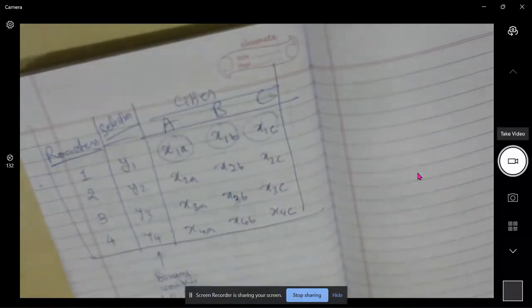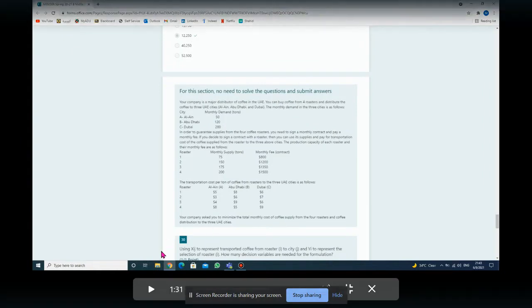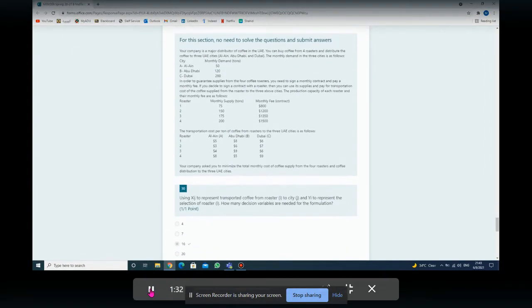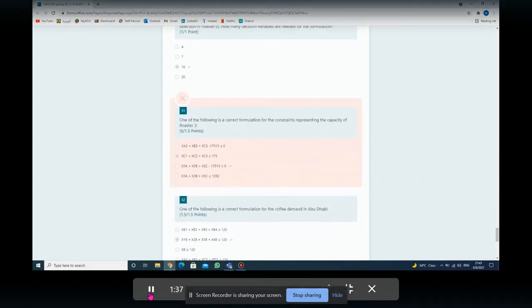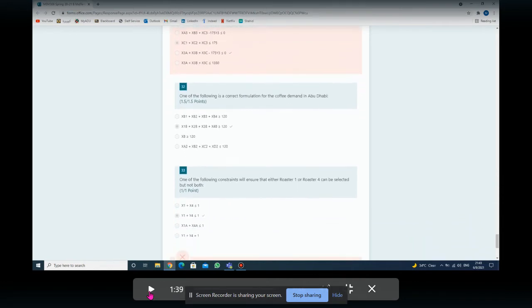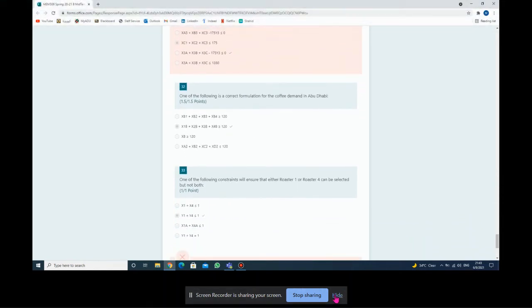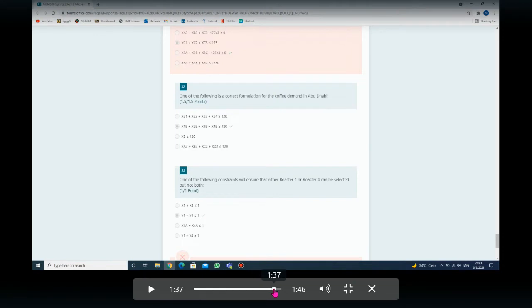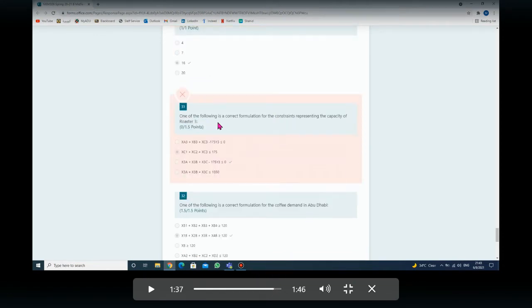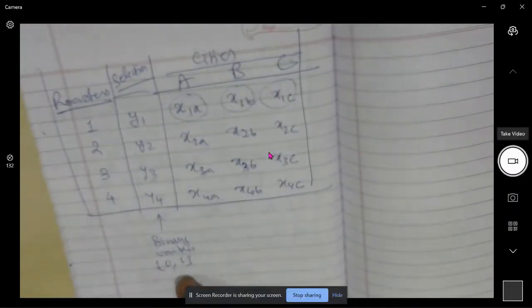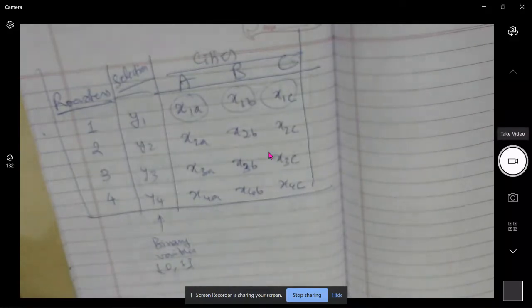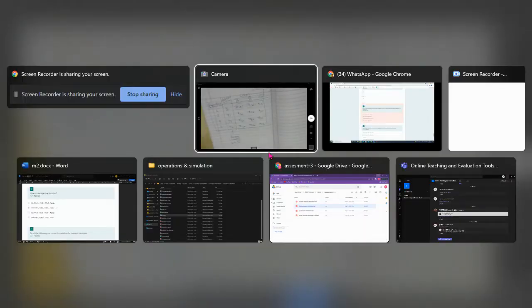Now the question that is asked here is, sorry, I have to go back. One of the following is the correct formulation of the constraint representing capacity of the roaster 3. Now I want to know what is the capacity of the roaster 3. The capacity of the roaster 3 is already given here in the question as 1. Let me check that.